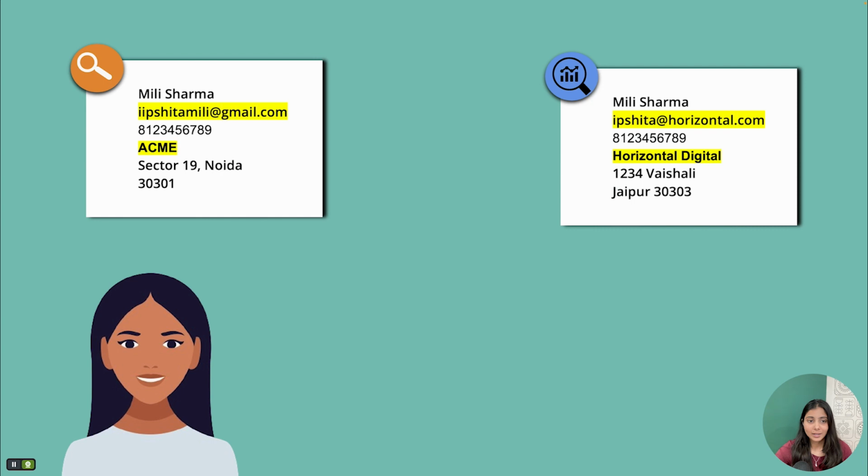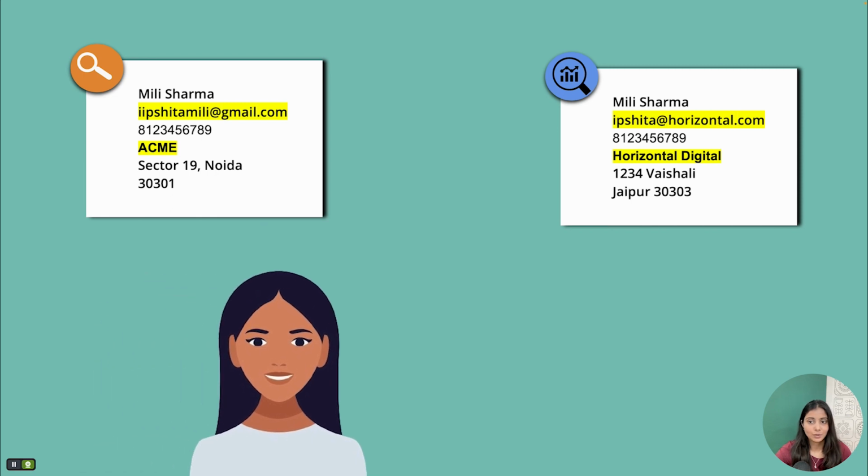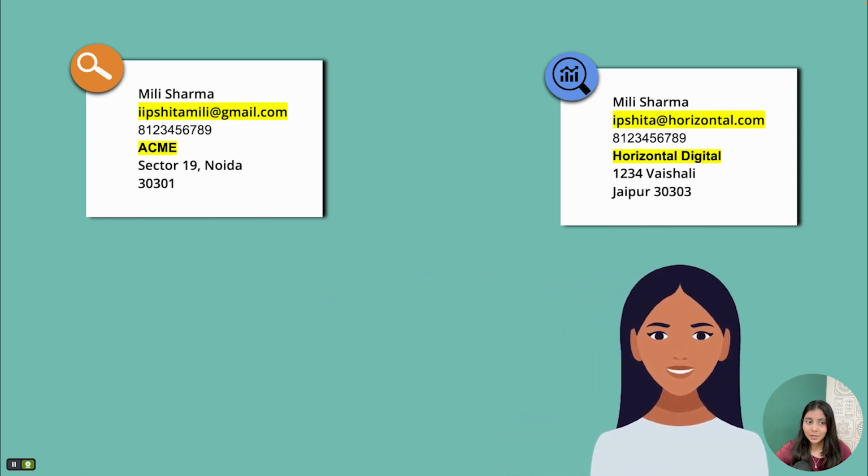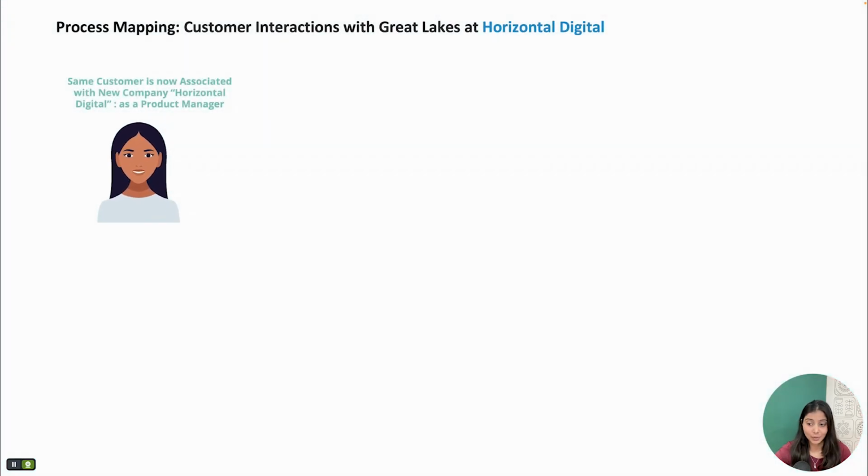Now Millie took a big decision and decided to switch her company from Acme to Horizontal Digital, again as a procurement manager. Her responsibilities remain the same, but this time she is responsible for buying products for her new company's employees. Switching the company didn't change her loyalty to Great Lakes. When it comes to shopping, she always turns to Great Lakes only. So she decided to get her account created with Great Lakes again, this time with Horizontal Digital. She follows the same path.